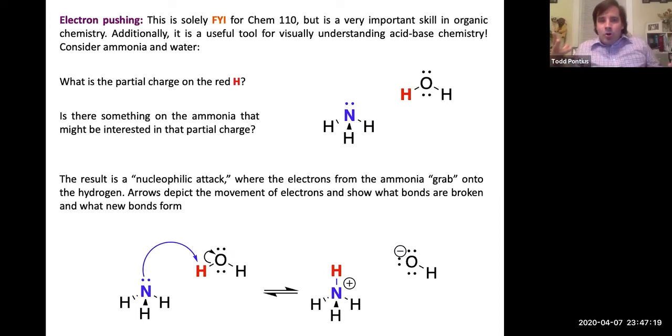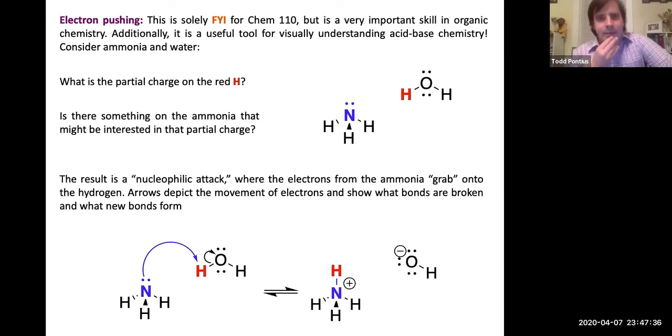So here's a skill called electron pushing, which we're not responsible for in general chemistry, but it's very, very useful in organic chemistry. And it actually turns out it tells us why reactions occur. It tells us how electrons flow to create new bonds and break old bonds.